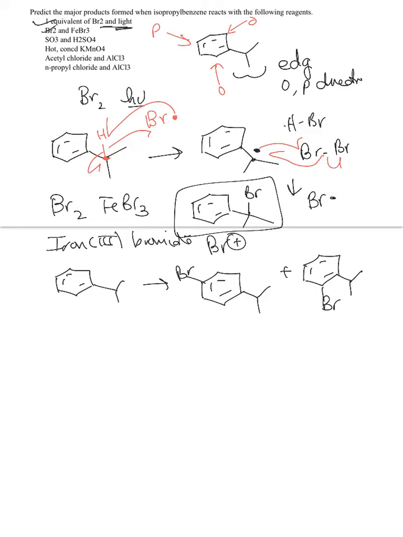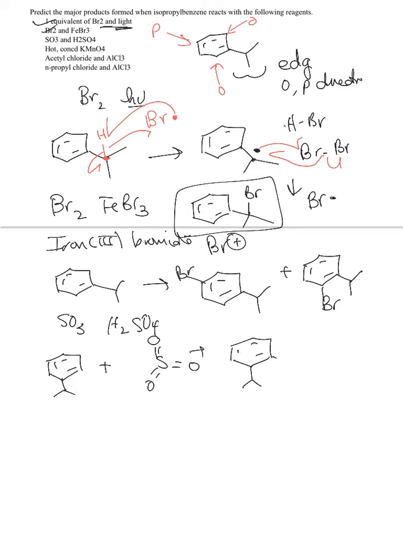Okay, the next one is sulfonation. So SO3 and H2SO4. Sometimes you see this as fuming sulfuric acid. Your electrophile is sulfur trioxide. Once again, you have your isopropylbenzene, and you're going to get the ortho position product, and you're going to get the para position product.